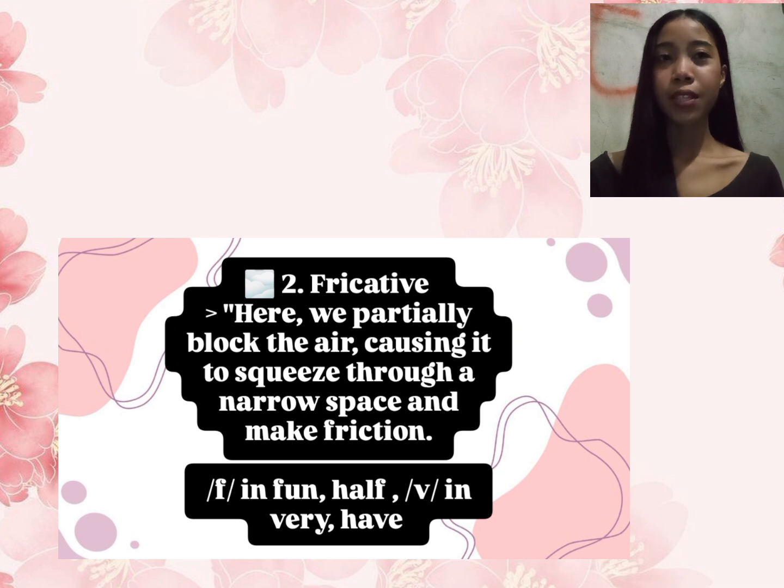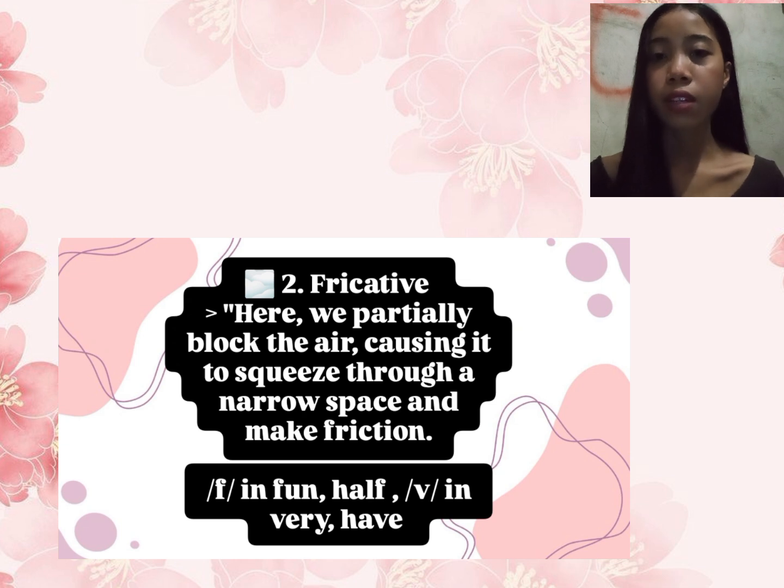So next, we have the fricatives. The two articulators move closer so that the air flows through a small opening. This causes air turbulence, which becomes audible. For example, fun or half. Next, we have very and have. That's the example of fricatives.